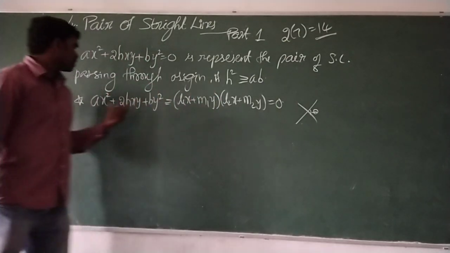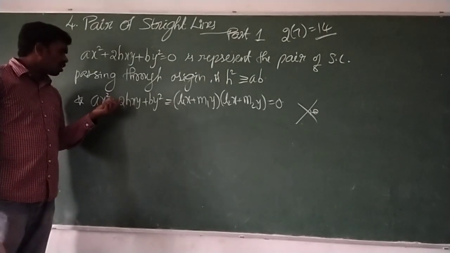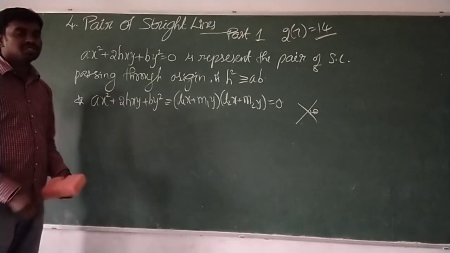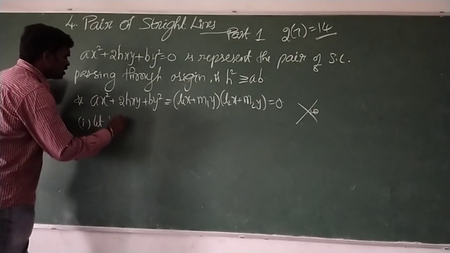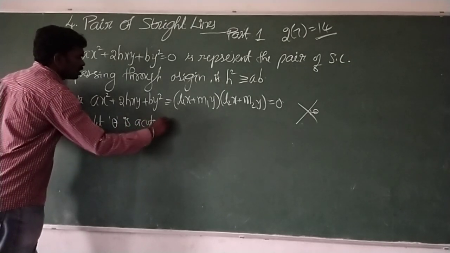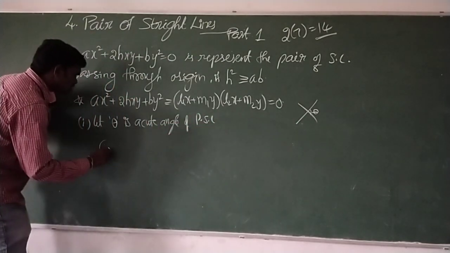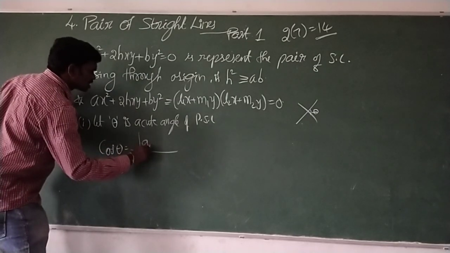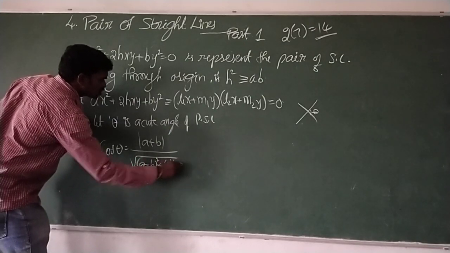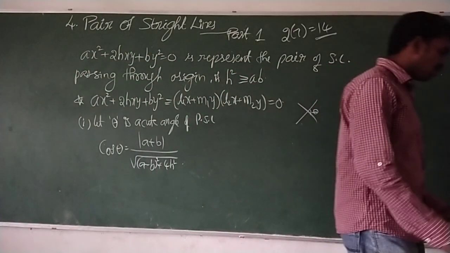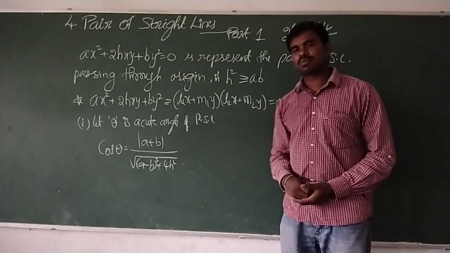But here also we have two straight lines. In this, what is the angle between the straight lines of ax square plus 2hxy plus by square equal to 0? Means let theta be the acute angle of the pair of straight lines, then cos theta can be written as modulus of a plus b by root of (a minus b) whole square plus 4h square. So very important formula. We have a proof on this: cos theta equal to modulus of a plus b by root of (a minus b) whole square plus 4h square.